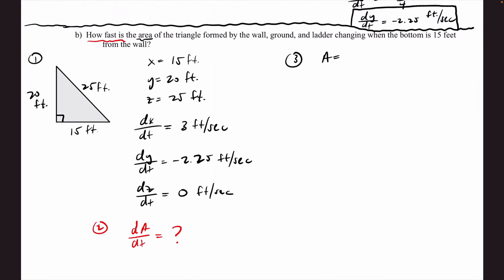So the formula that relates everything is either going to be base times height, so x times y divided by 2, or 1/2 xy, either one's okay. I don't want to use the quotient rule, so I'm going to use 1/2 x times y. If you like the quotient rule, use the quotient rule. So tomorrow, first thing we're going to do is find the derivative of that, plug in everything we know to figure out what we don't know, and we're done. Okay?